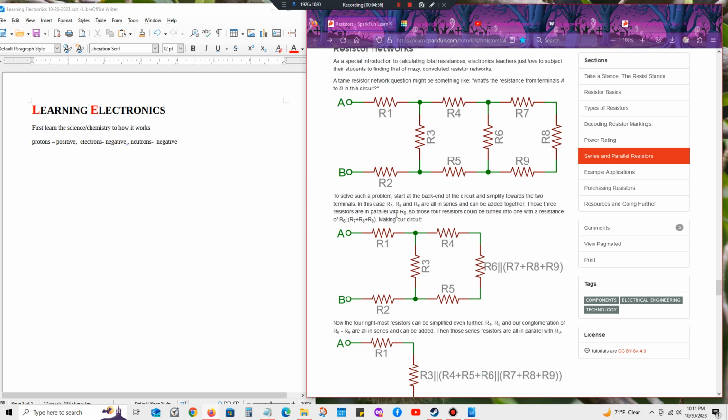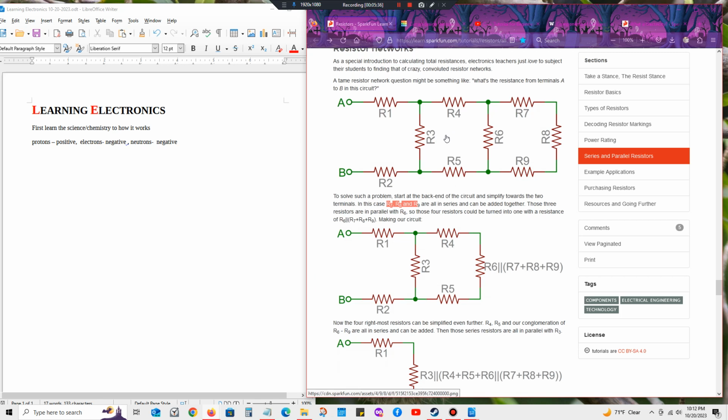Those three resistors are in parallel with R6. Parallel, parallel, right? Which one was it? 7, 8, 9. And so you add them all up because they're parallel to R6. So those four resistors could be turned into just one with the resistance of R6 parallel to R7, R8, R9, making our circuit look like that instead of this.